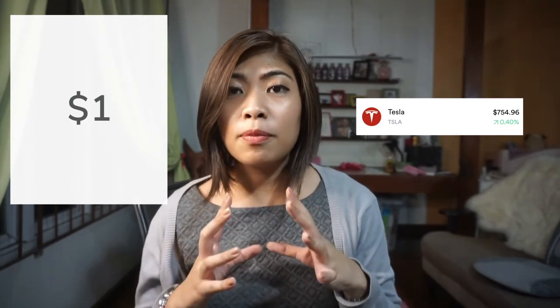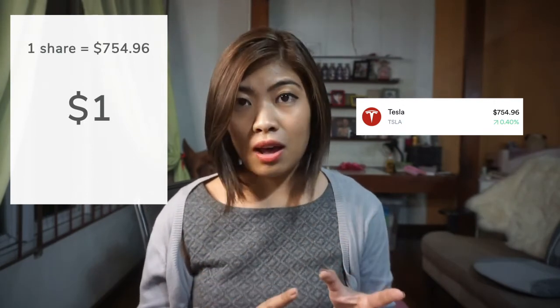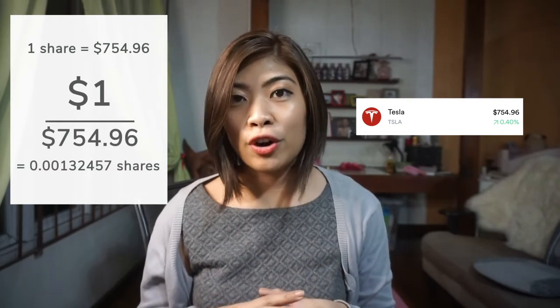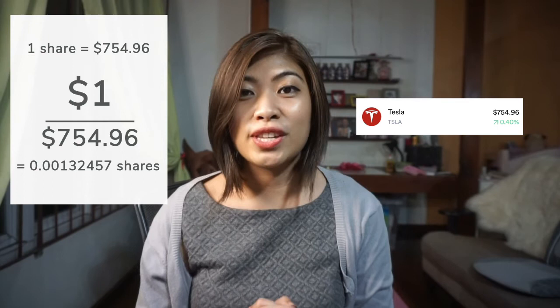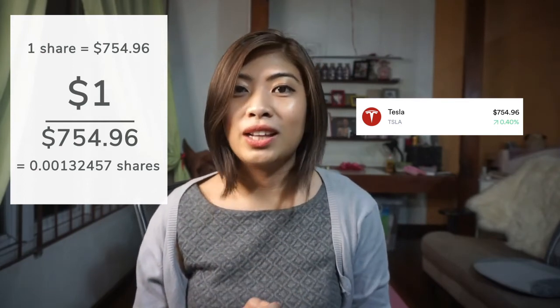So instead of owning one share of the Tesla stock, you will get 0.0013247 shares of the stock. So, diba, nakabili ako ng Tesla stock with just $1.